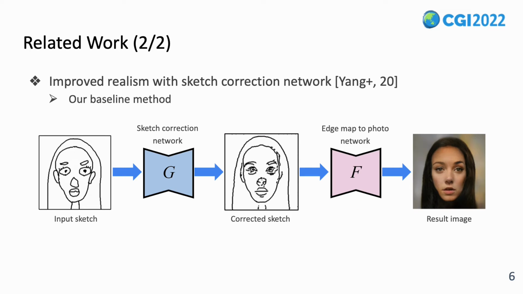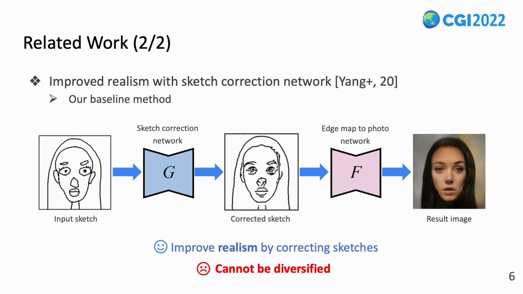Yang et al. introduced a sketch collection network that makes hand-drawn sketches close to edge maps. Their method is our baseline. The realism of the resulting image can be improved by inputting the collected sketch instead of inputting the hand-drawn sketch. However, their method cannot diversify the output.